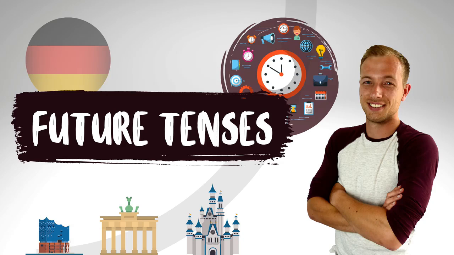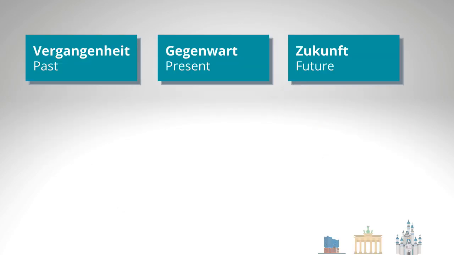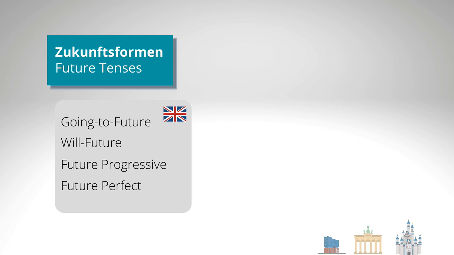Let's move on with our final category of tenses, the future tenses. As we already learned, every language needs to have at least 3 tenses, 1 past tense, 1 present tense, and 1 future tense. In this course, we already covered the past tenses and the present tenses. So now it's time for the future tenses. And in English, there are 4 of them. The going to future, will future, future progressive, and future perfect.